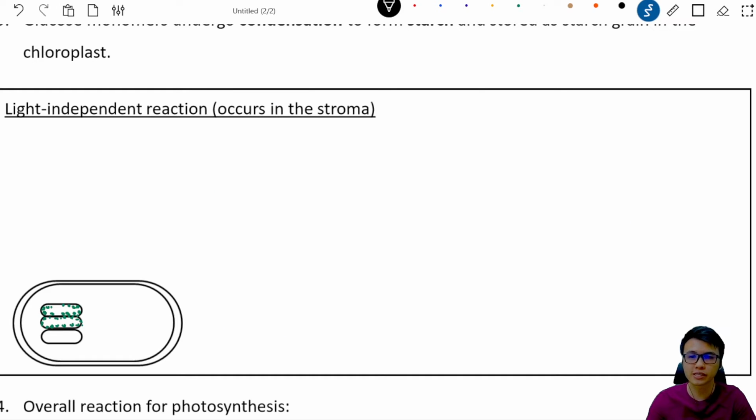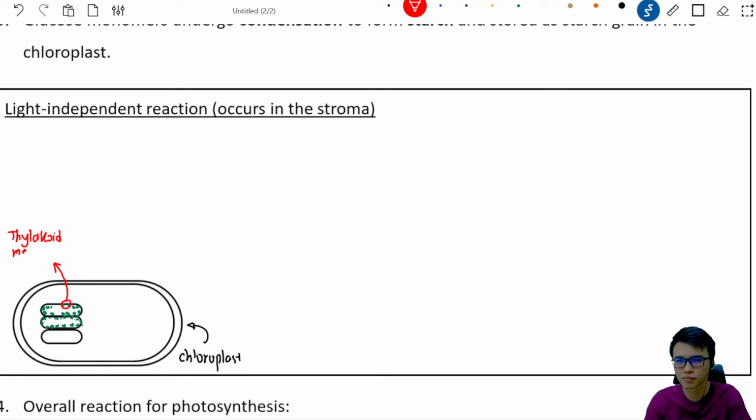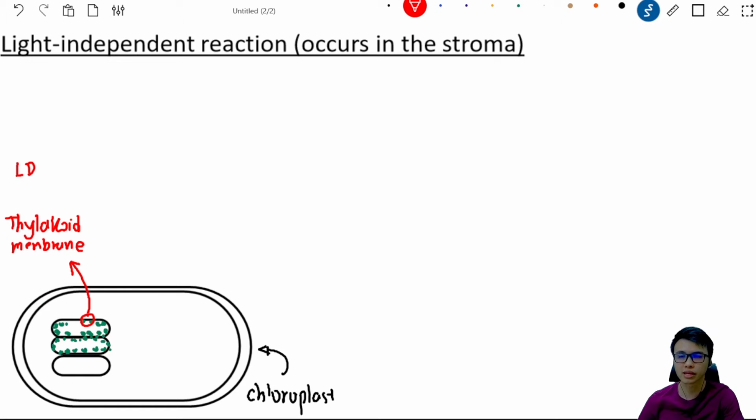Right now, what you can see here is the chloroplast. Inside this chloroplast, we have the thylakoid and this space on the right side. If you still remember, the light dependent reaction actually happens in the thylakoid membrane. This is where the light dependent reactions happen. But today, we are going to talk about the light independent reactions.